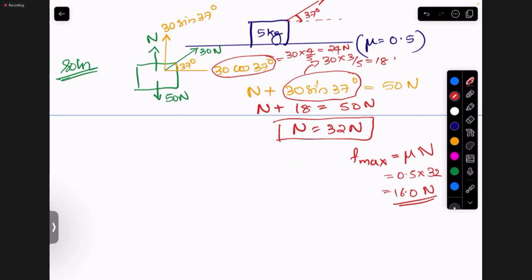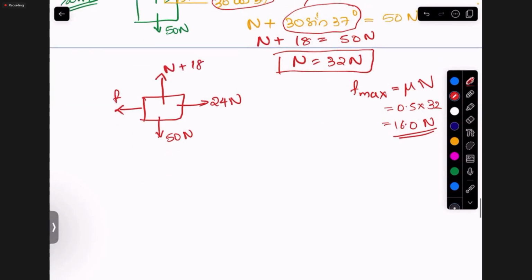So 24 Newton. So again, I will draw the block over here. So here N is there, N plus 18, and here is 50 Newton, and here 24 Newton is there, and there is this frictional force opposing. Okay, so what is this frictional force? Static or kinetic? So this 24 Newton is obviously larger than 16 Newton. So F is larger than F max. So this will be Fk.